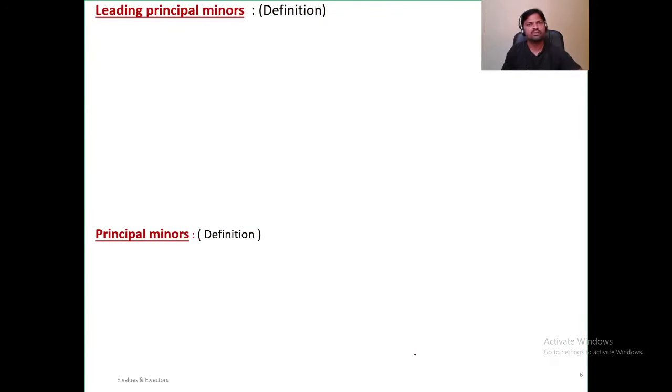Next, a definition. After this I will proceed to one more way of classifying quadratic forms. Now, I will roughly explain what is meant by leading principal minors and principal minors, because I will use these two terms in the next theorem. So let us assume the matrix A is just this.